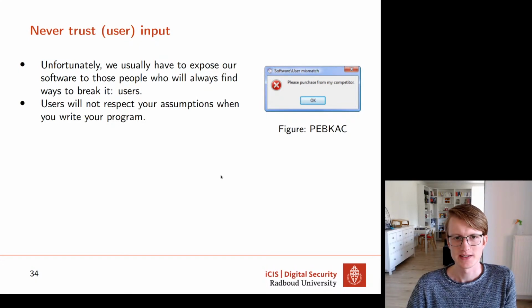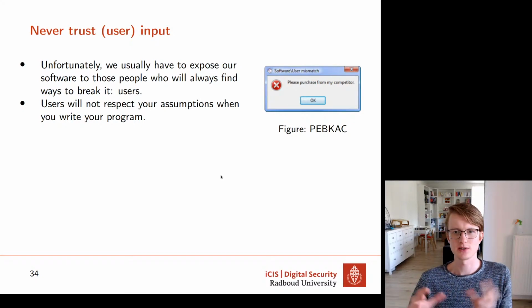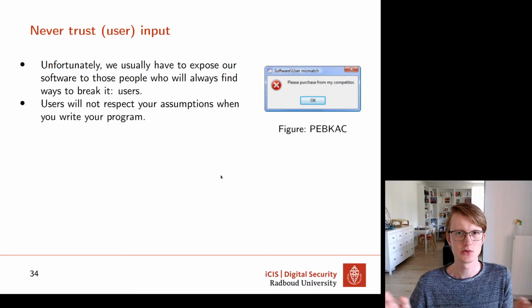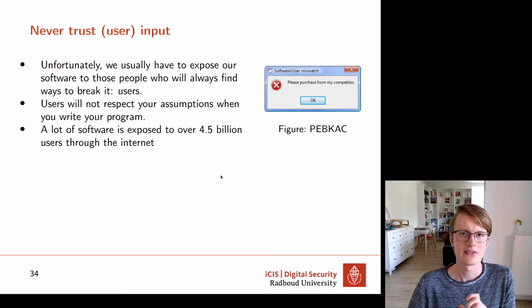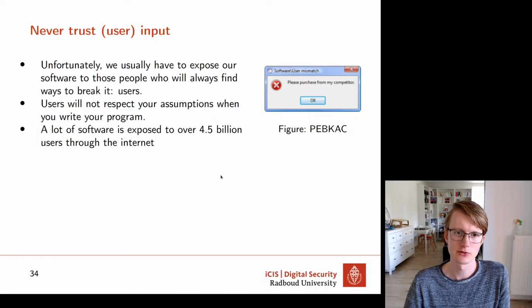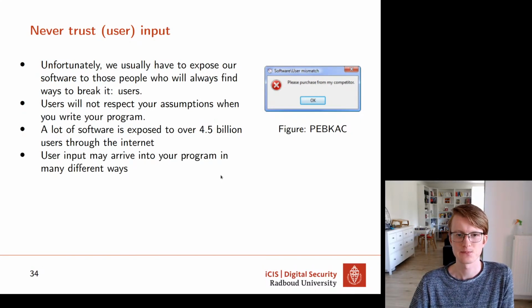Users, the problem is that you have all sorts of assumptions in your head while you're writing a program, and the users are either not aware of that, or they are maliciously not respecting those assumptions because they are approaching things from another aspect, maybe not from a technical aspect, maybe from a very technical aspect when they try to hack something. But they will look at these assumptions and then just stamp all over them. And there is a lot of software exposed to a lot of people. If something is on the internet, that means that in principle 4.5 billion people can access it.